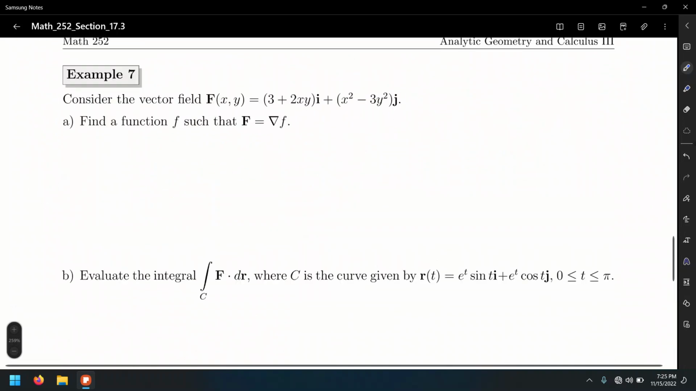Consider the vector field F of x, y equals 3 plus 2xy in the direction of i plus x squared minus 3y squared in the direction of j. Find a function f such that big F equals nabla f. In other words, they're asking us to find the potential function. And then evaluate the integral of F dot dr, where C is the curve given by this vector valued function over that given interval. All right, well, let's see.